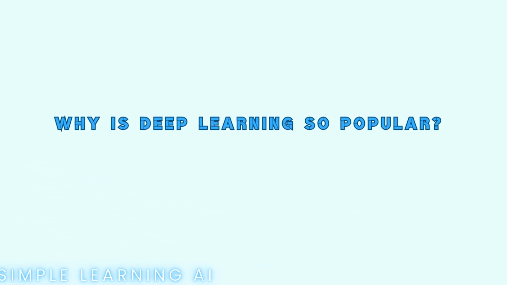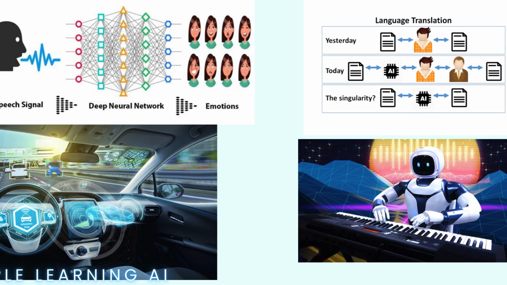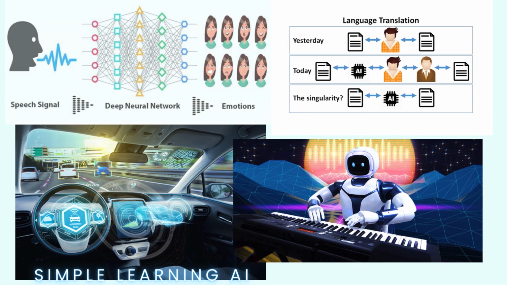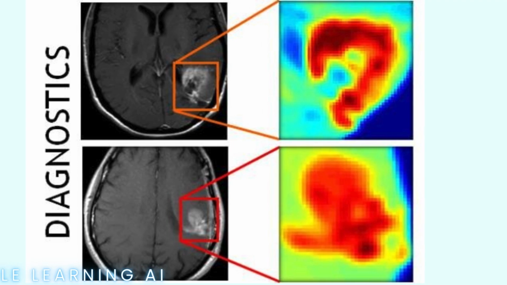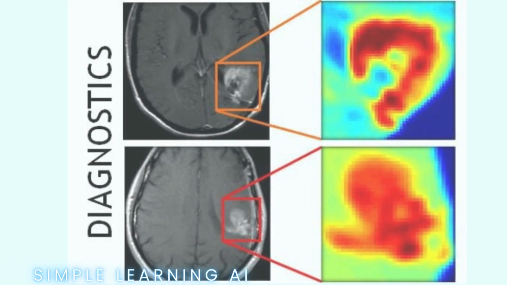So why is deep learning so popular? Because it's great at solving complex problems like image and speech recognition, language translation, self-driving cars, generating art and music, even medical diagnosis. Deep learning has outperformed humans in some tasks, like detecting certain cancers in X-rays.